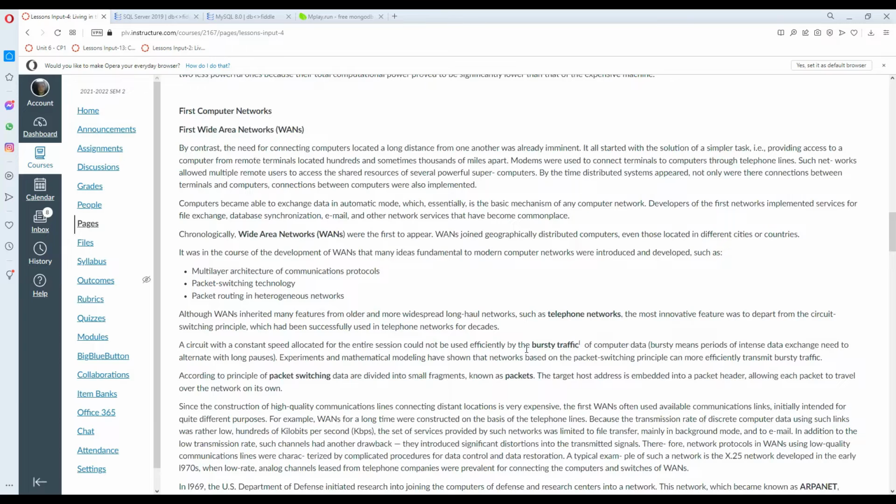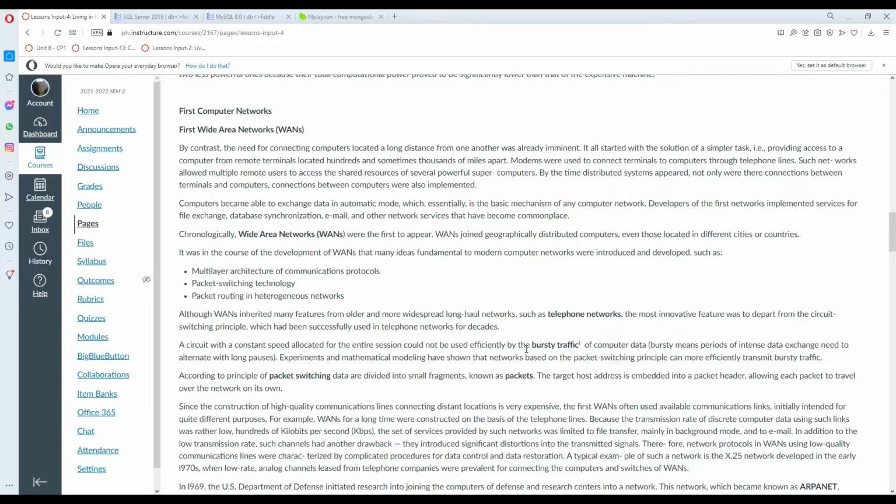First computer networks. The first wide area networks. By contrast, the need for connecting computers located a long distance from one another was already imminent. It started with the solution of a simpler task: providing access to a computer from remote terminals located hundreds or sometimes thousands of miles apart.